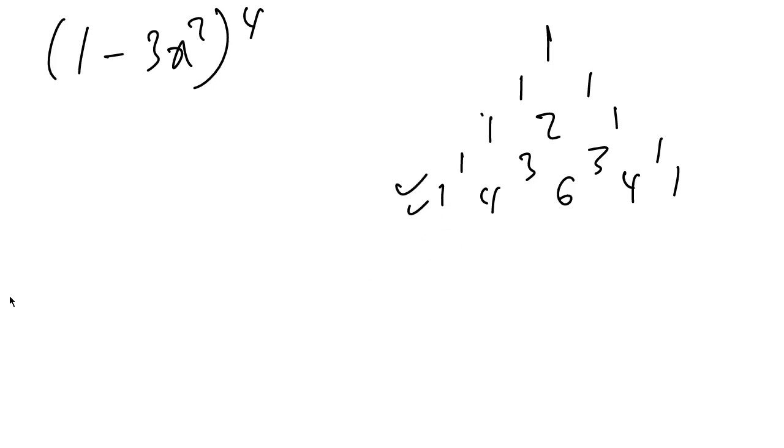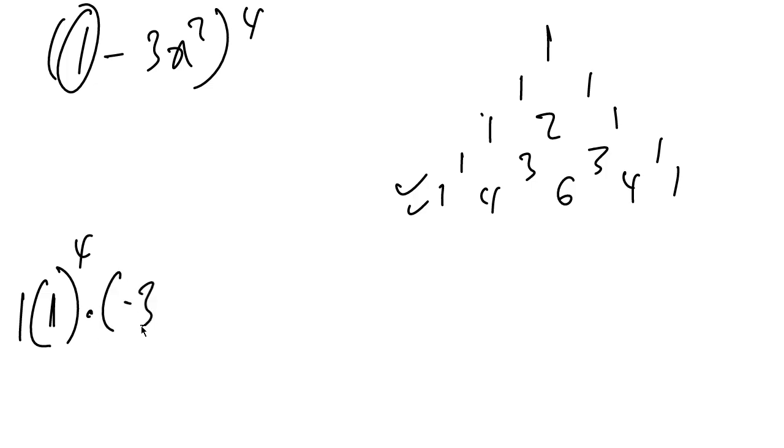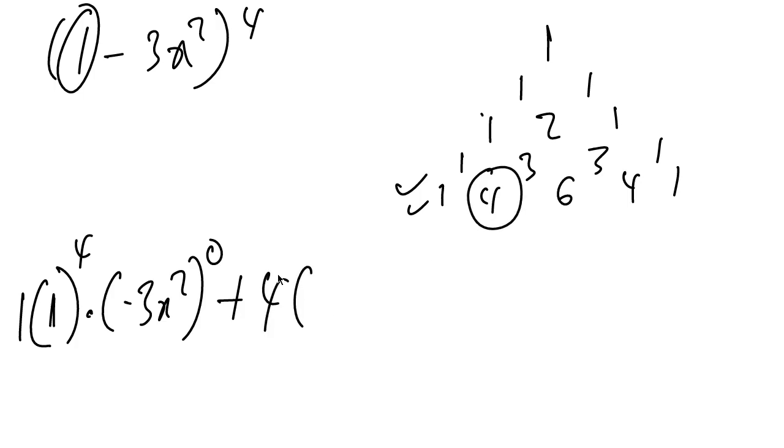So what do we do? 1 into what? 1 to the power what? 4, because you can have the fourth power, and then negative 3x squared to the power what? 0. Plus, this is what? 4 into what? Now this power of 1, which is 4, will now decrease to what? 3 into negative 3x squared to the power what? 1. Then plus what?